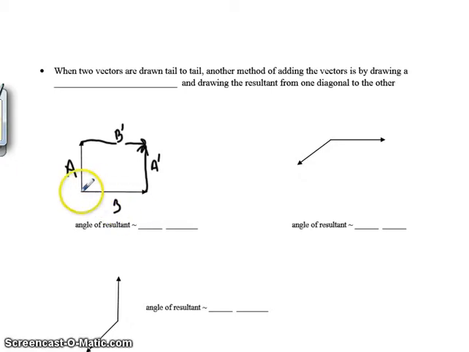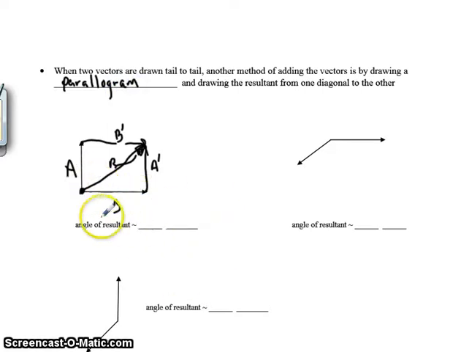So if I start at the beginning of one of the vectors, let's say B, I follow B, then I go up to A prime and I end there. Or I could have started with A and gone to B prime. Either way, it's the same thing. This represents the resultant right there. That's the vector sum of A and B. We call this the parallelogram method because if you notice, we end up with a parallelogram to help us figure out where the resultant is.